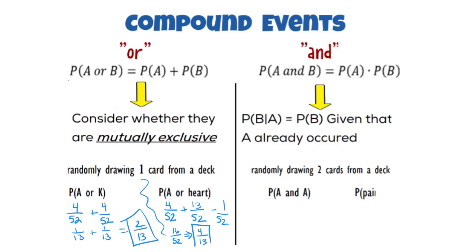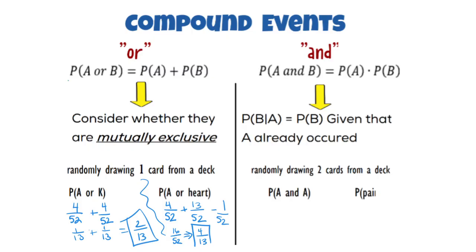All right, so that's how you work through or situations. Let's take a look at and situations. The probability that this and that happen. So when you see the word and, you should be thinking multiplication. You're going to multiply the probabilities. Now here's a little notation. This bar, remember what that meant earlier? So what's the probability of B occurring given that A already occurred? That's what that bar means.